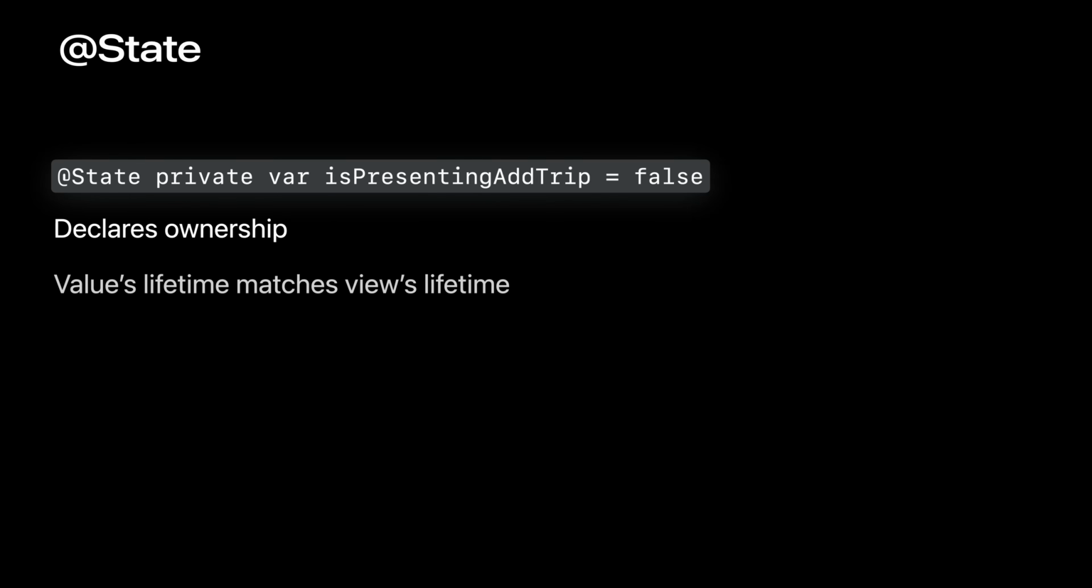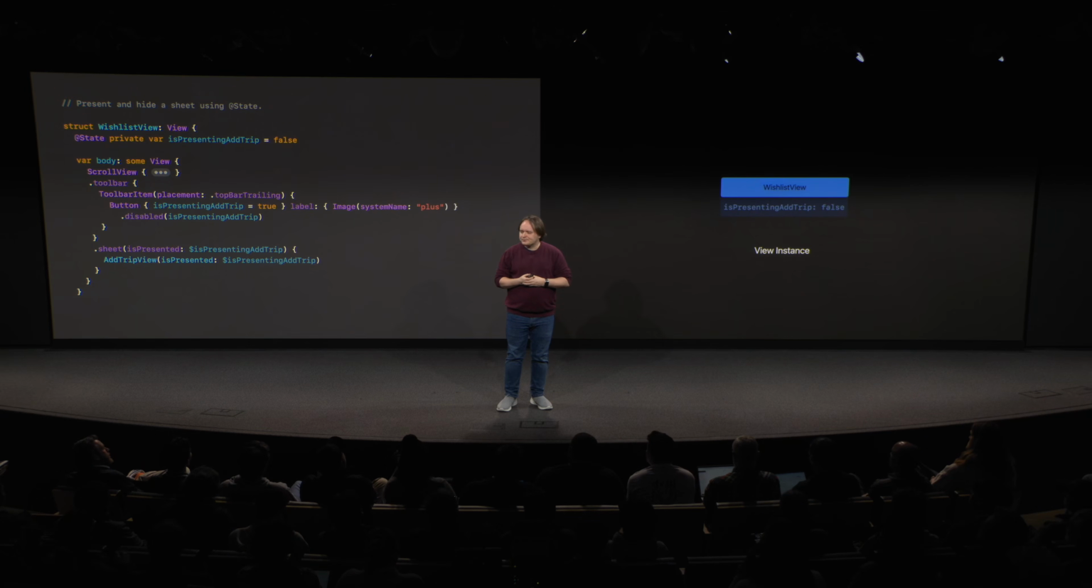Decorating a property with @State tells SwiftUI that this property is owned by the enclosing view. The value of this property exists as long as the view does. And this is an important point that I just touched on earlier. @State properties match the lifetime of the view in the interface, not the lifetime of the view struct itself. So I'll dig more into how this actually works.